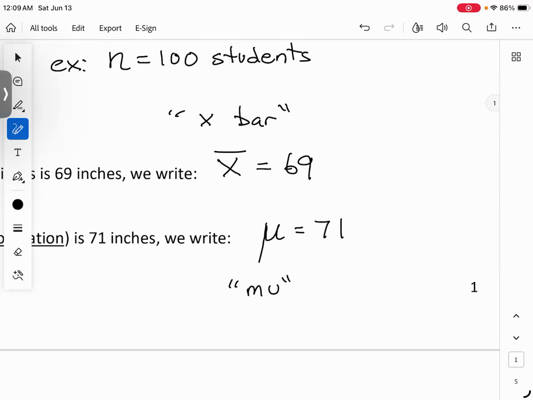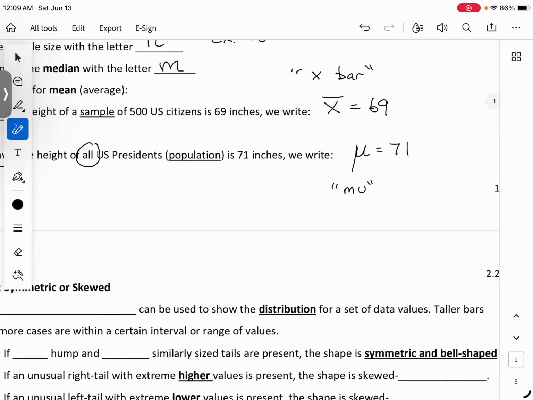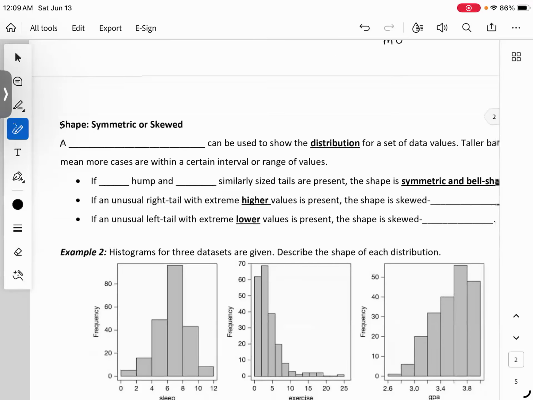So if you are ever writing up a report and you have an average or a mean calculation, if you use X bar, your audience is going to think, oh, okay, it was just based off of a sample. But if you use mu, that's going to give them the idea that they calculated the mean based off of the entire population. So just be careful to use it correctly, especially on the homework. There's going to be hints to whether it was just a sample or all of the population.